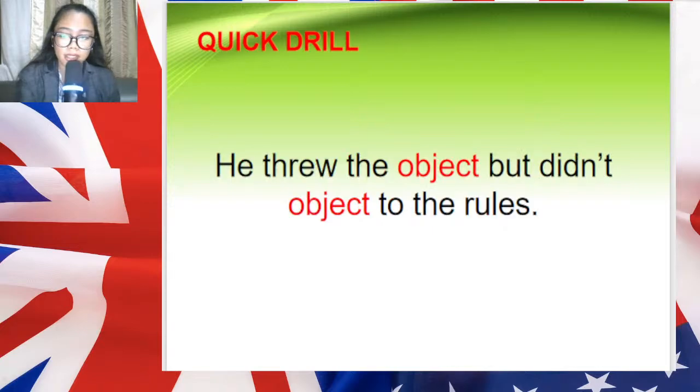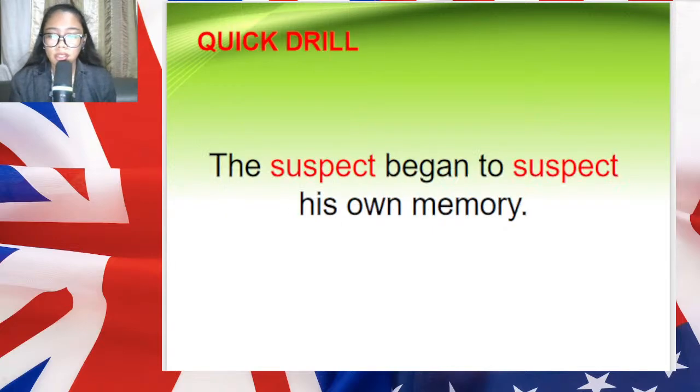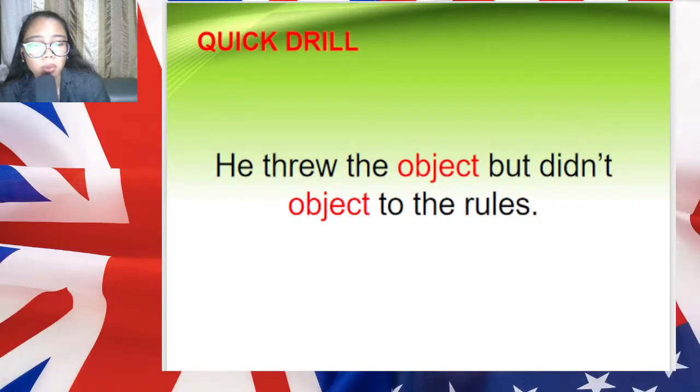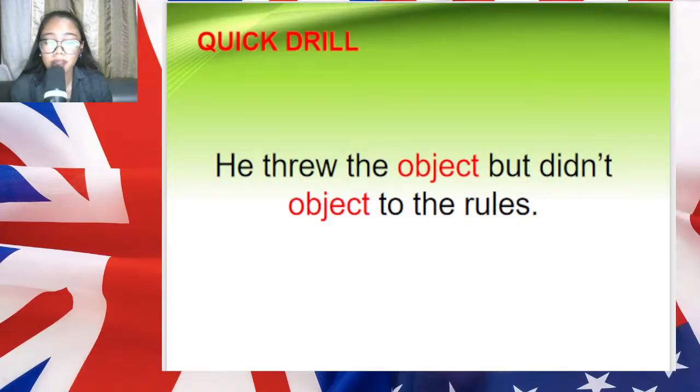All right. Next sentence we have here: He threw the object but didn't object to the rules. Again, he threw the object but didn't object to the rules. Have you seen any pattern? Hopefully there's a pattern you can see where in the first version of the word, same word, object, it's a noun. And in a noun, it's usually the first syllable.